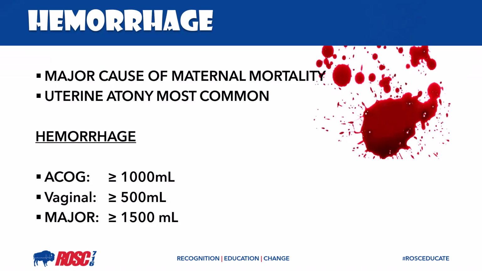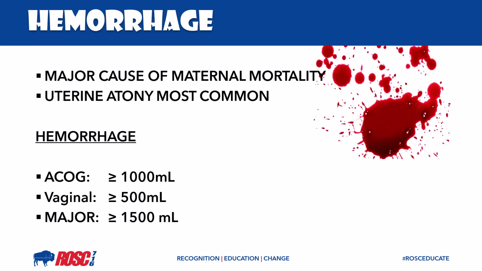First, let's take a look at hemorrhage. So hemorrhage is one of the major causes of maternal mortality, and uterine atony is one of the most common etiologies of hemorrhage. In addition, due to the high numbers of C-sections seen in the US, this can lead to a significant increase in inherent placental disorders that are related to hemorrhage. We'll discuss this very shortly.